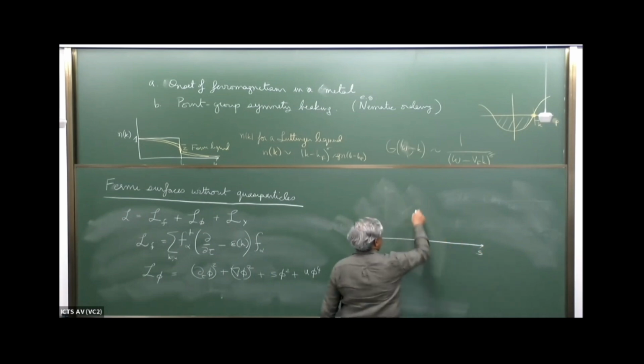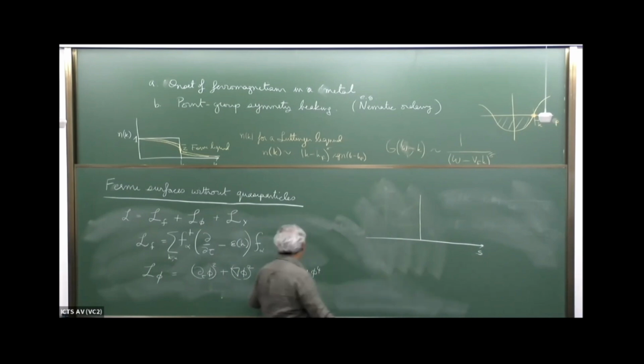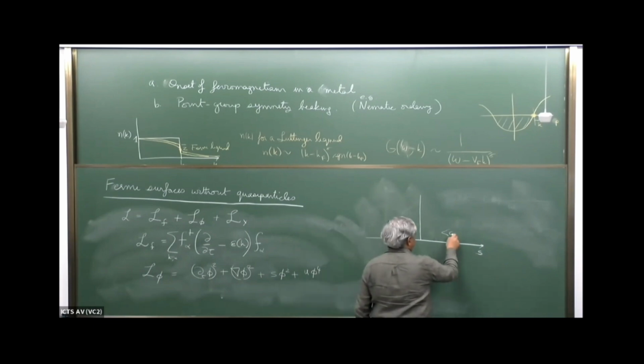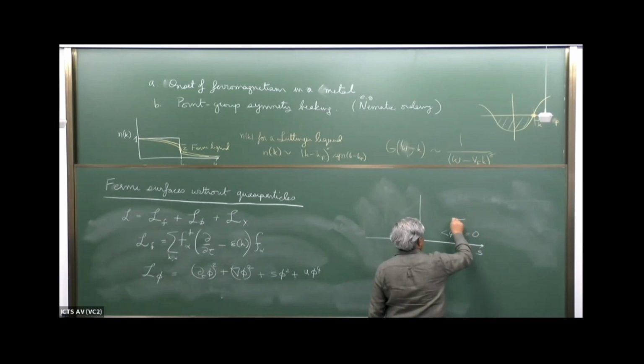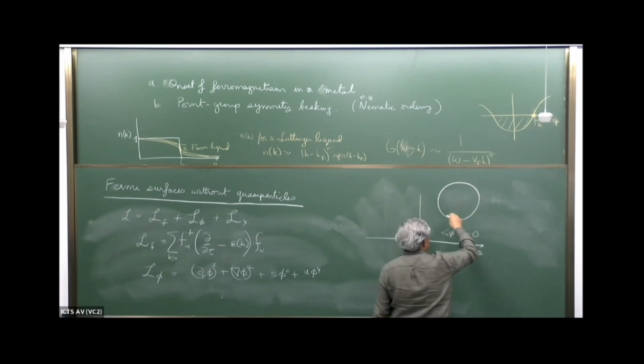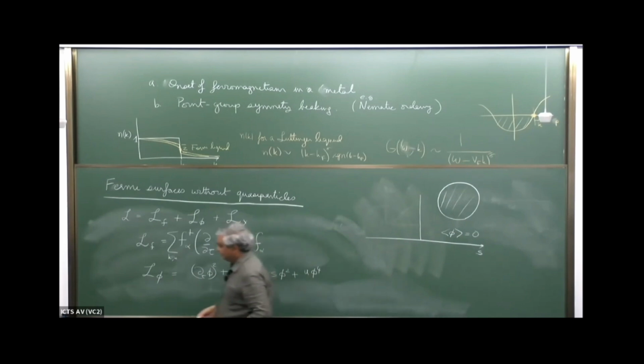So as S, there's going to be two phases. When S is large and positive, then phi has zero average. And the Fermi surface need not be spherical; it can have any shape. I'm just drawing a sphere, a circle. And it has equal numbers of both spin up and spin down particles.